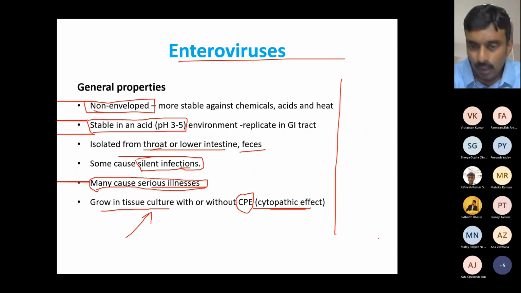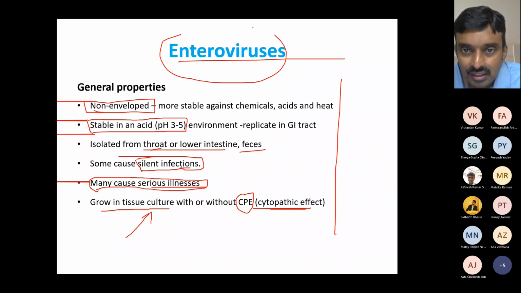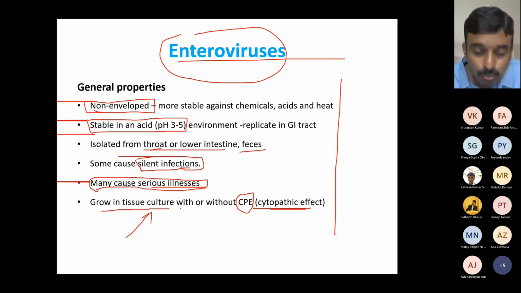Yes, sir. Okay, so polioviruses or enteroviruses, they can easily grow in cell culture. Some of them produce cytopathic effects. Some of them do not produce cytopathic effect. What does that mean? Many of them, or almost all of them, or most of them, can easily grow in cell culture, but some of them produce tangible morphological changes to the cell culture, while others don't. Okay, that's what this means, with or without CPE.